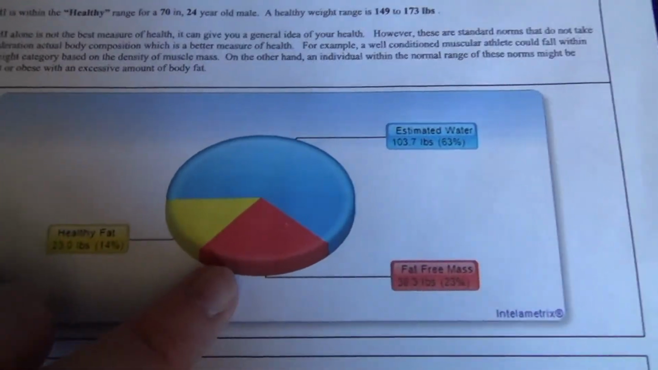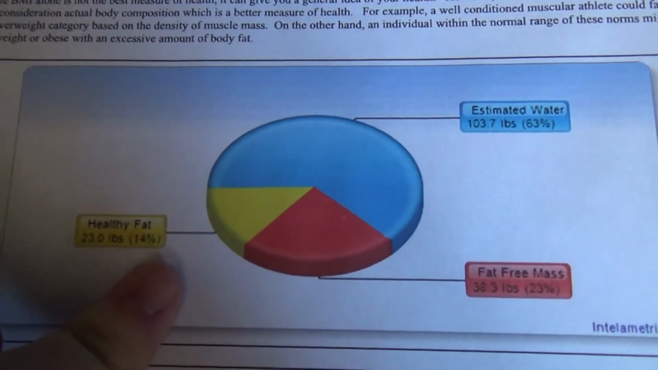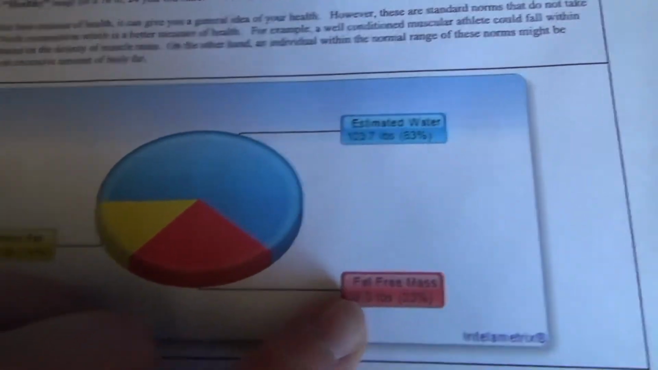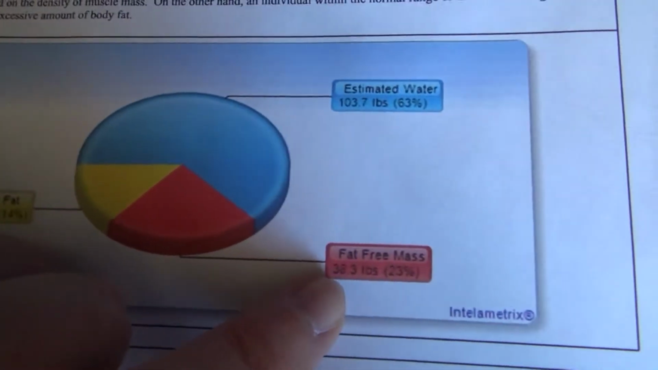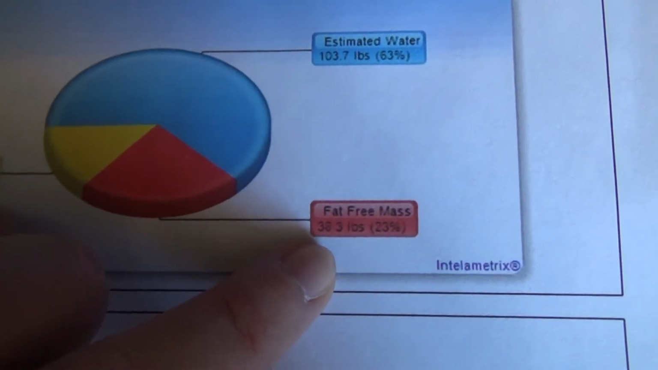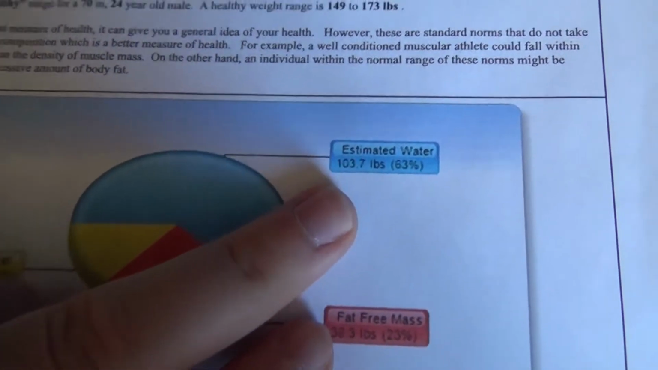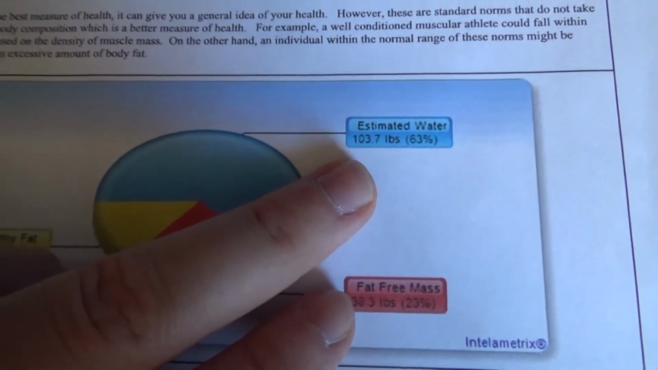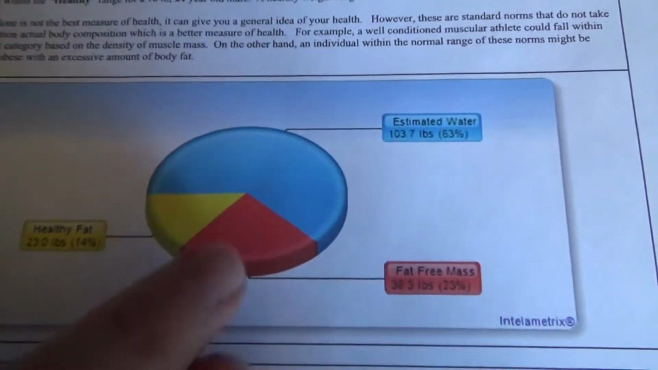As you can see here, he's currently carrying 23 pounds of fat mass. He has no excess body fat. His fat-free mass is 38.3 pounds. And he's currently carrying 103.7 pounds of water retention. Okay, and this stuff is important for this reason.